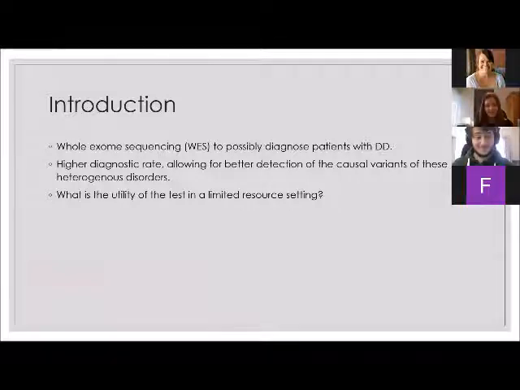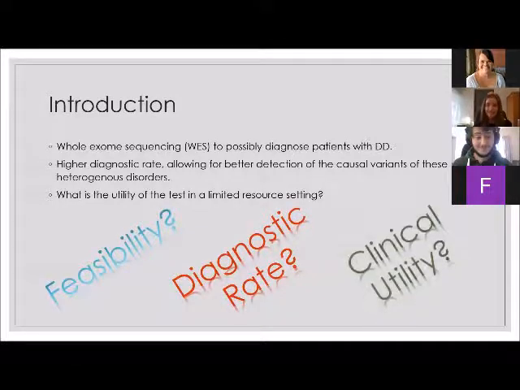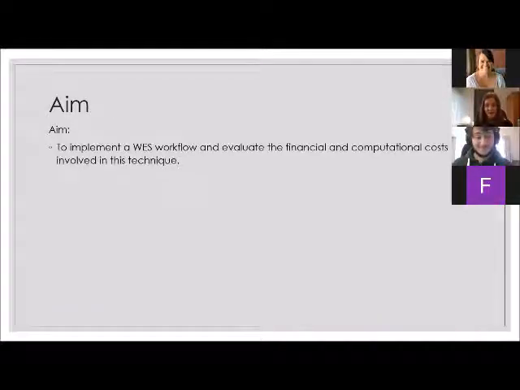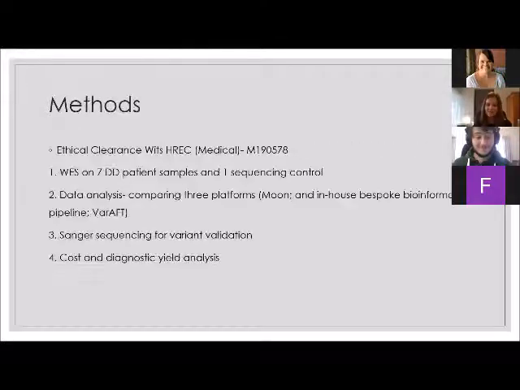The utility of this test, however, has not been investigated in a limited resource setting, such as ours, but the acquisition of an Ion Torrent S5 semiconductor sequencer within our division made it possible to analyze the feasibility, diagnostic rates, and clinical utility of such a test in identifying pathogenic mutations in South African DD patients. The aim of this project was thus to implement a whole exome sequencing workflow on the platform and evaluate the financial and computational costs involved in the technique.